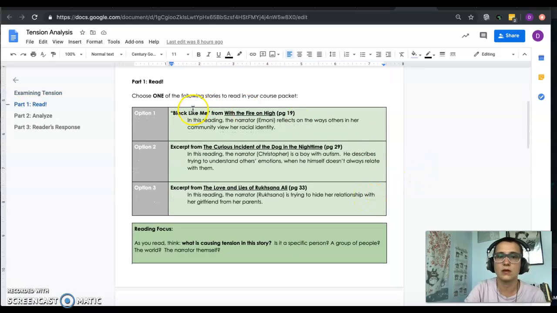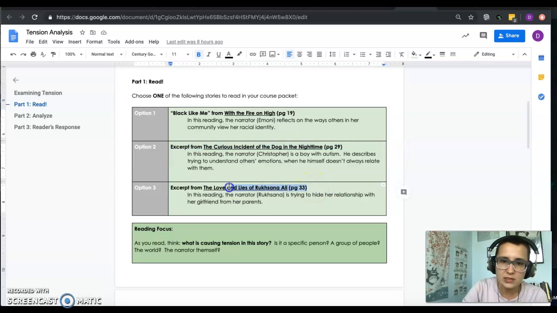First, you get to read. You have 3 options for what you read. They're all in your course pack. One is from that same book with the fire on high that we read earlier this semester, the one with the pregnant narrator. She's talking about being mixed race. Okay. The second one is from a book called The Curious Incident of the Dog in the Nighttime. This is a story where the main character, who's also a teenager, is on the autism spectrum. So the sources of tension for him and the things that cause conflict in his life are different than a lot of his peers, right?